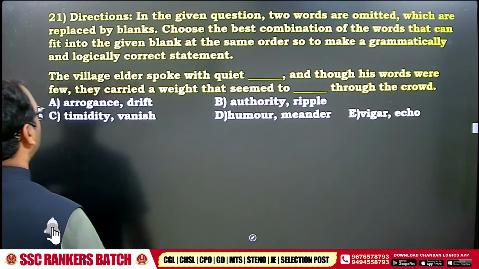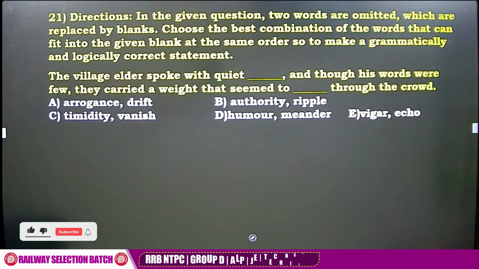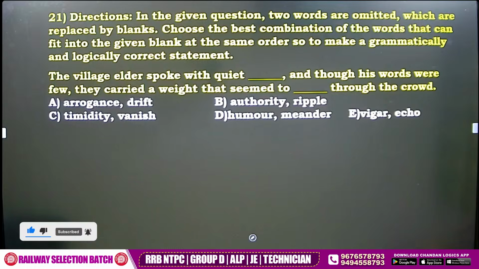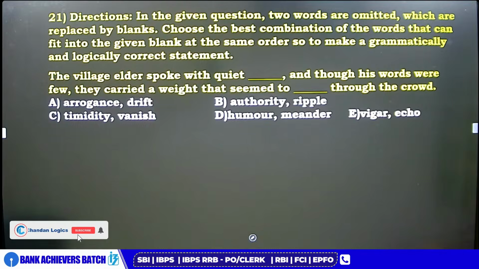Okay, question number 21. Try this, if you can get the answer done. Question 21. Try this. Answer.